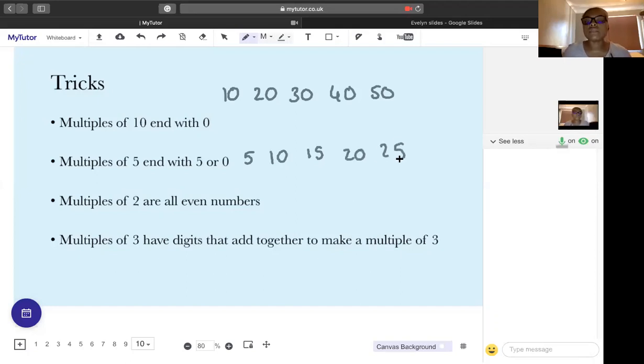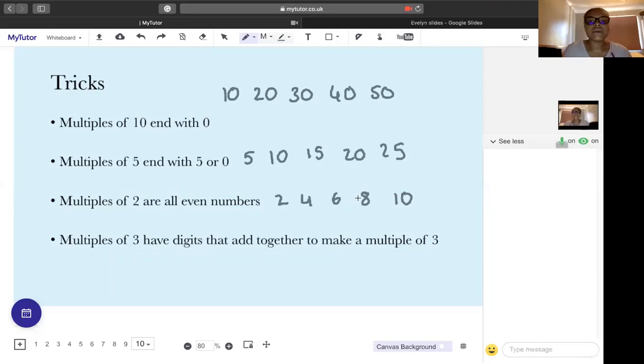Now, all even numbers are multiples of 2, as we've already been discussing through all of these questions. So they will all end in a 2, 4, 6, 8, or a 0. That's how we know that numbers are even numbers. Now, all the other numbers which don't end in these numbers are called odd numbers.